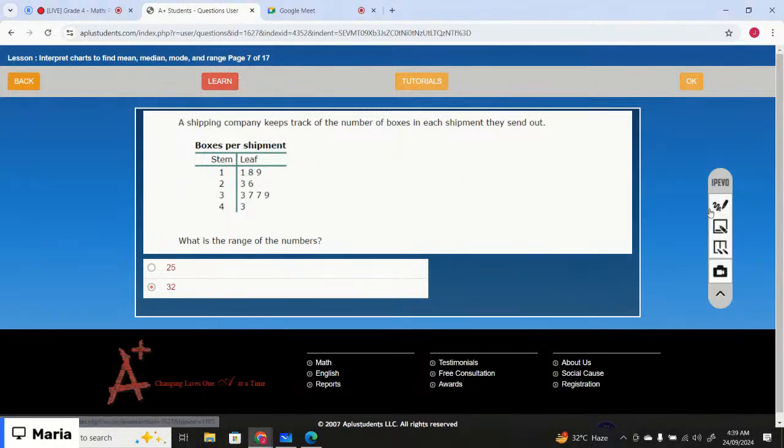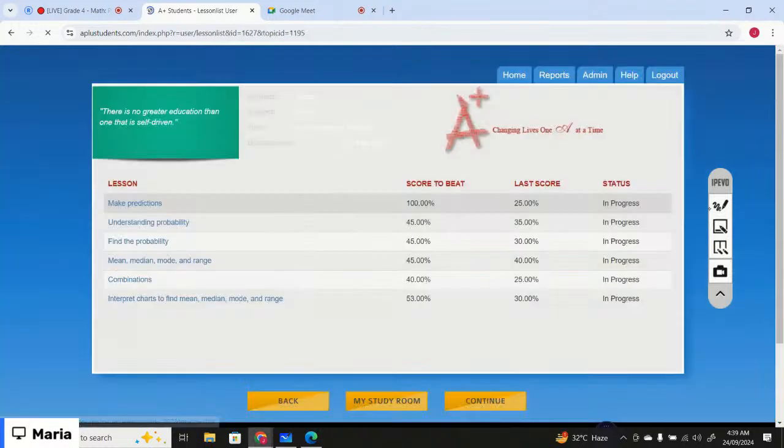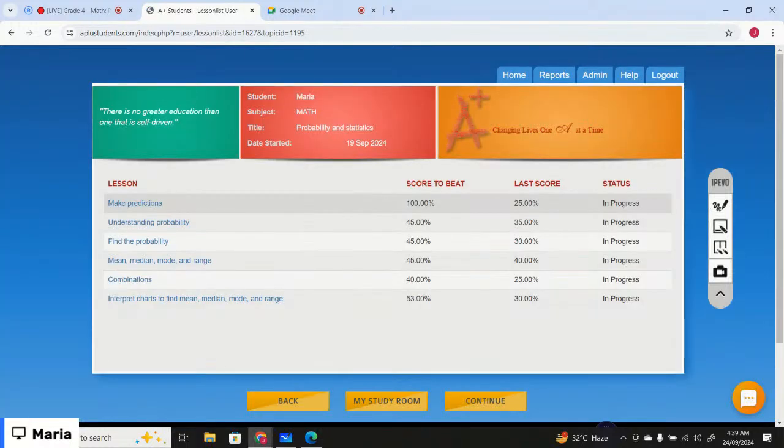Okay, you can complete the lesson by yourself later today. So, we were working on grade 4 math. The chapter we were working on is probability and statistics, and the lessons we have covered today are find the probability, mean, median, mode, and range, combinations, and interpret charts to find mean, median, mode, and range. Please make sure before the next session you complete all the practice questions for the lessons we just did. That is your homework until next session.